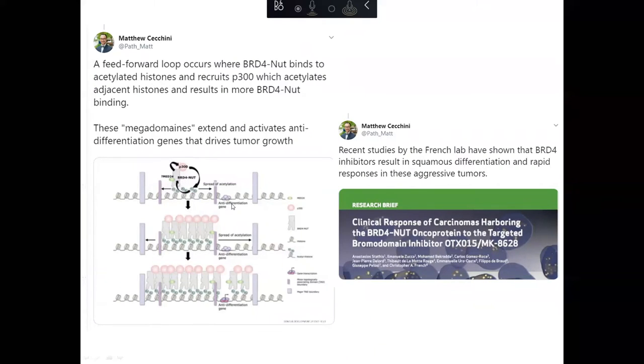And so this tumor actually has a very interesting mechanism. I won't go too much into the details, but what happens is you get this fusion protein between BRD4 and NUT, and it actually will bind to acetylated histones.